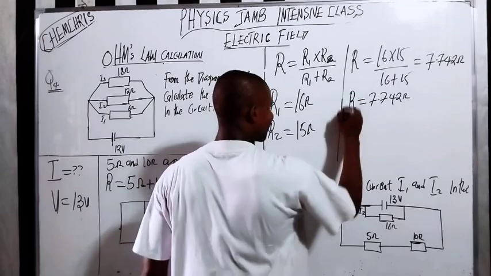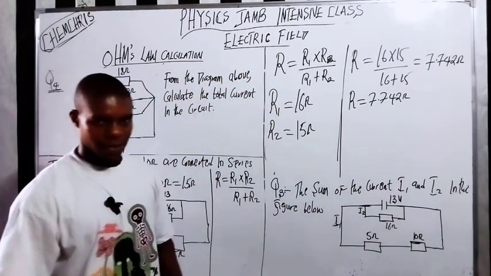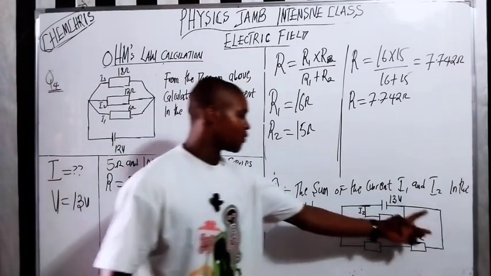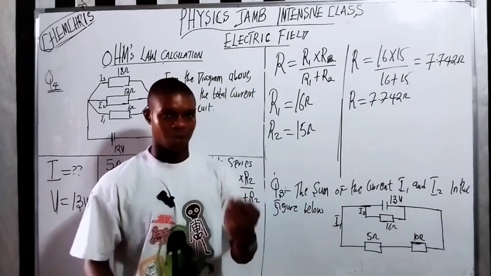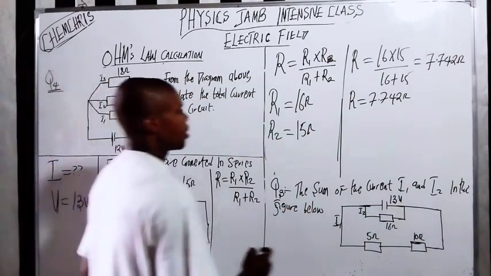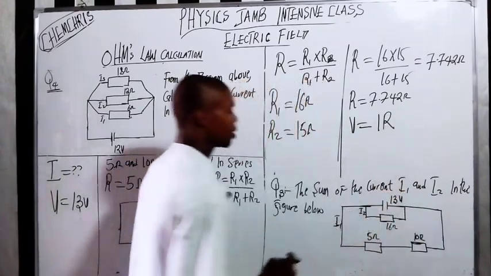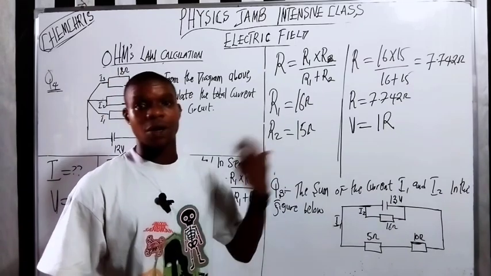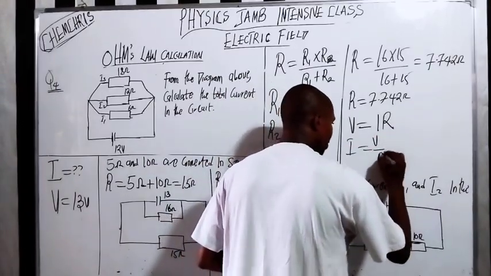Remember, what is our focus here? Our focus is to calculate the total current, just total current. So since I've already calculated my total resistor here, I'm going to get my total current. So which formula are we using? We are using V equals I R, so I is, sorry, the formula here, because I look for total current. I is going to be V over R. Can you see that?